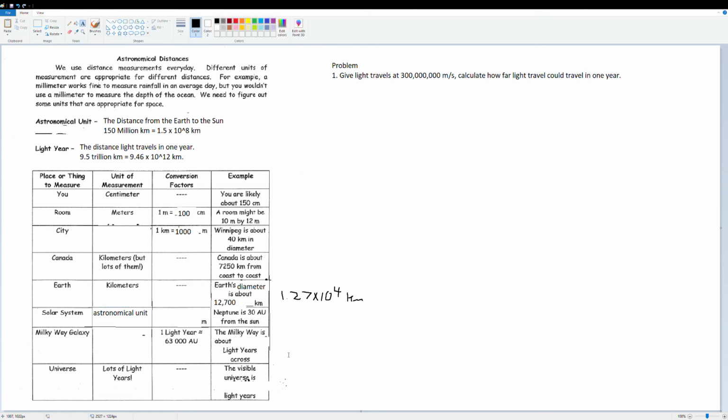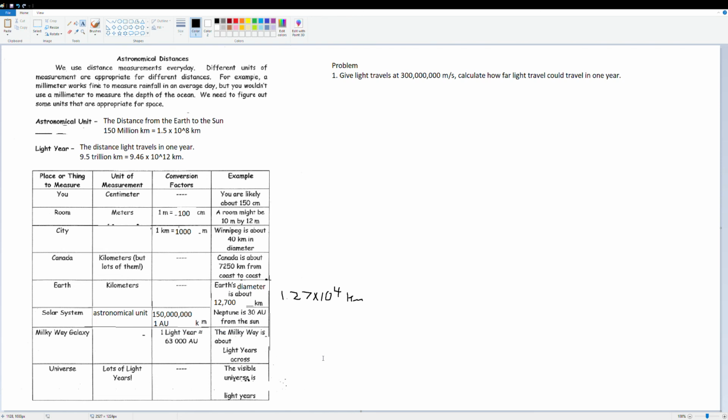Astronomical unit. So one astronomical unit is, as we saw earlier, equal to 150 million. Sorry, I'm not supposed to use meters there. I should add a K there. Sure, why not? 150 million kilometers. So 1 AU is equal to that. I can write it here if we want.